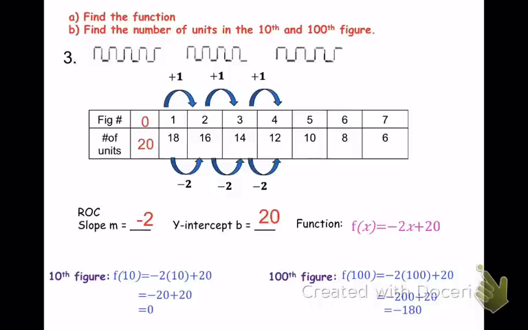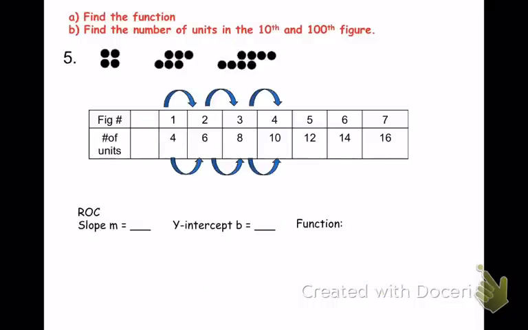But wait a minute, this doesn't make sense. We're taking off little lines, so how can we have -180 lines? In this case, we would reject this answer because it doesn't make sense to have -180 lines. We would just say it's 0 because this is a finite figure. We can only remove lines till we run out of lines, so we wouldn't go into the negatives here. Just being aware of the situation helps. Let's go to the next pattern.